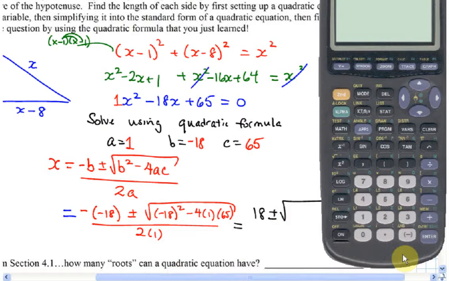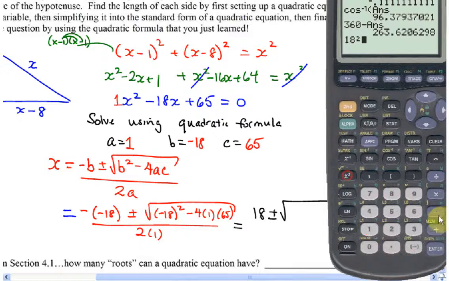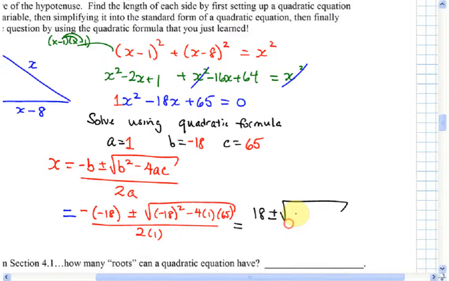What's 18 squared? 18 squared minus 4 times 65. Look at that lovely number inside the square root. Okay. What's root 64? That's just 8. 18 plus or minus 8 over 2.